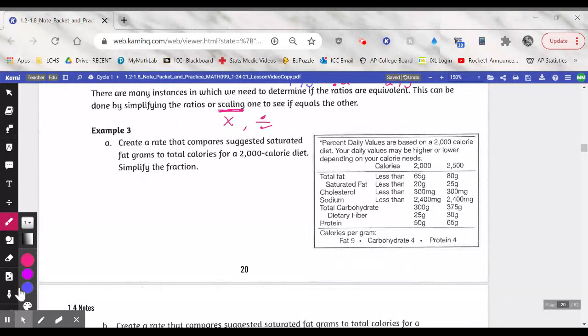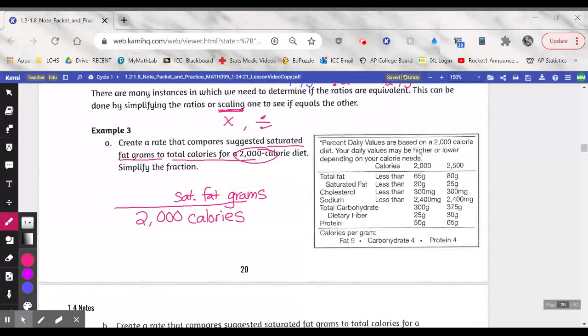Looking at example 3, it says create a rate that compares the suggested saturated fat grams to total calories for a 2,000 calorie diet. So you want to pay attention to what it is giving you for the units. This one says saturated fat, and it is asking for us to give it in grams. And then it wants us to compare it to the total calories, and it says for a 2,000 calorie diet. So I'm going to use it to compare to 2,000 calories.